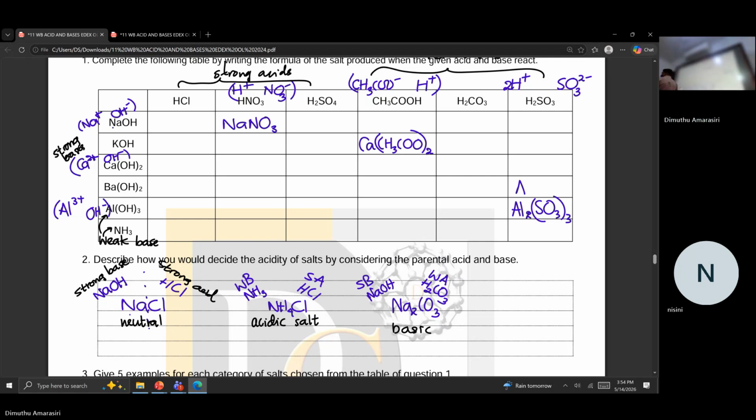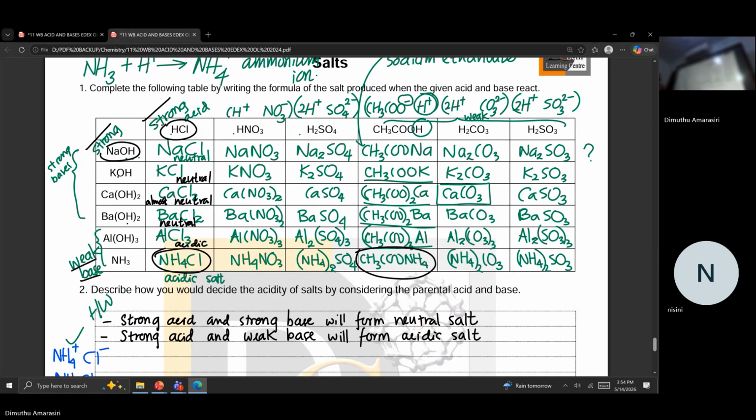Right, enough. So now a few examples. Let's have a look at the table. So sodium chloride, neutral. Strong acid, strong base. Potassium chloride, neutral. Why? Strong base, strong acid. What about calcium chloride? It's almost neutral. It's slightly acidic because calcium hydroxide is not a very strong base. What about aluminium chloride? Acidic. Why? It's coming from a weak base and a strong acid.